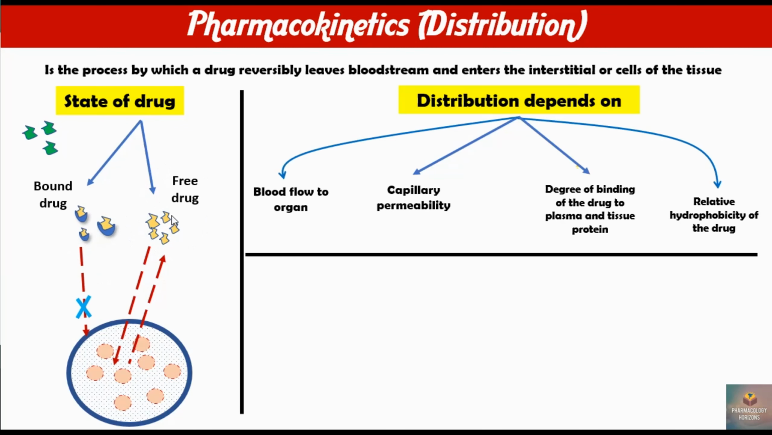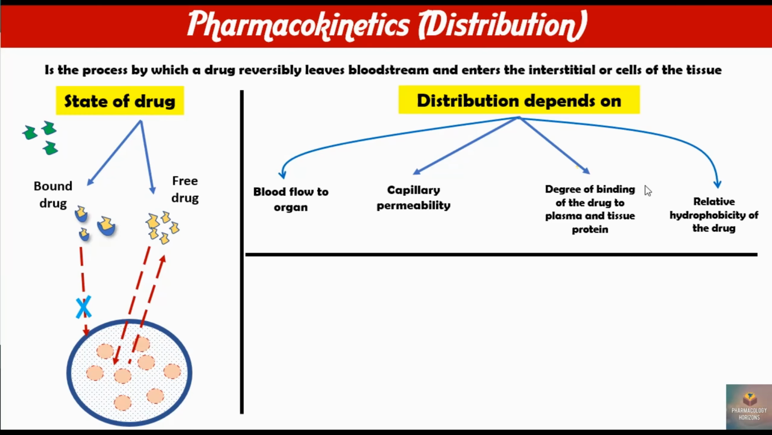Distribution process depends upon four things. Blood flow to the organ, so organs with higher blood flow will have more drug distributed to them. Capillary permeability: some organs have specific membranes around them, so not all drugs can enter the brain, for example, because the brain has a blood-brain barrier surrounding it, or the testis, or the placenta.